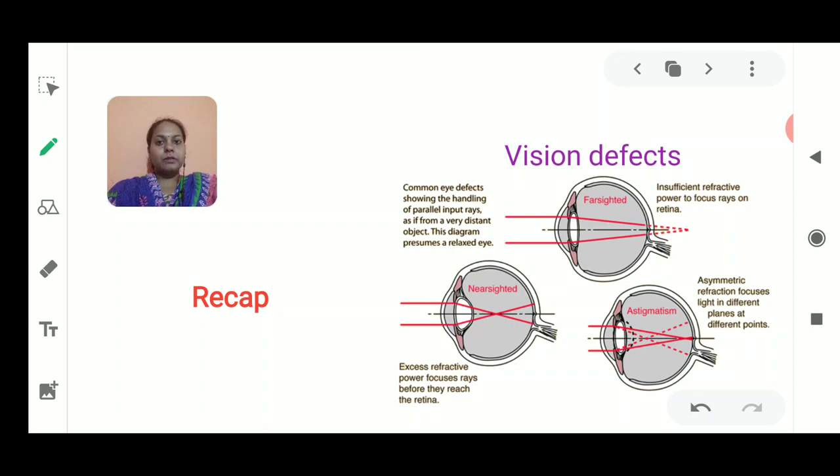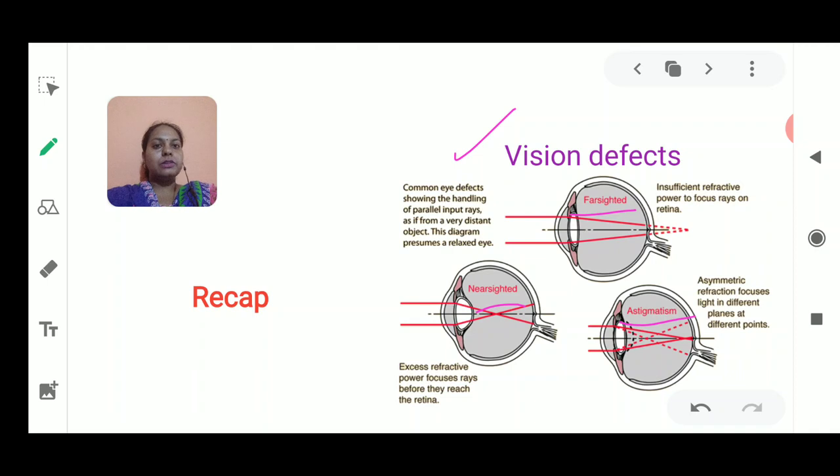Next we saw about the various vision defects which take place in the eyes, and which could be corrected with the help of a suitable eye lens. In the last class we saw about the vision defects, where we studied nearsightedness, farsightedness and astigmatism, and additionally I told you about cataract and presbyopia.